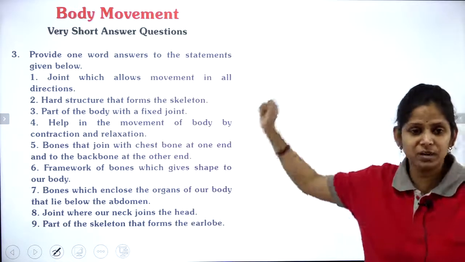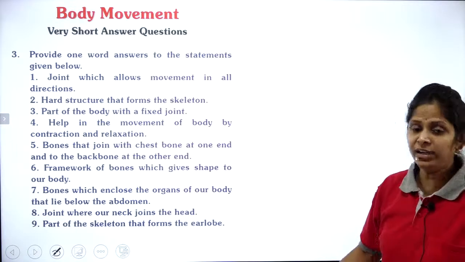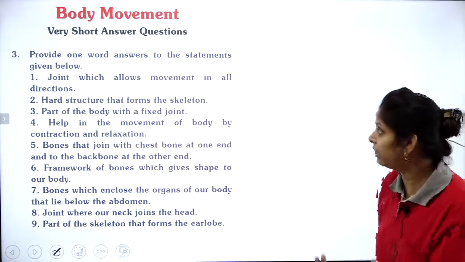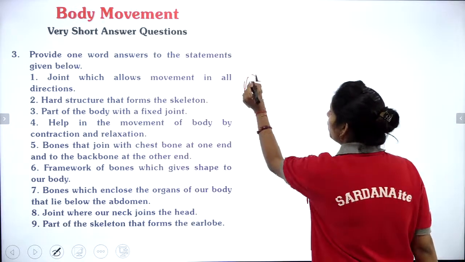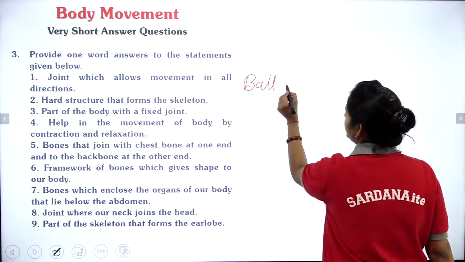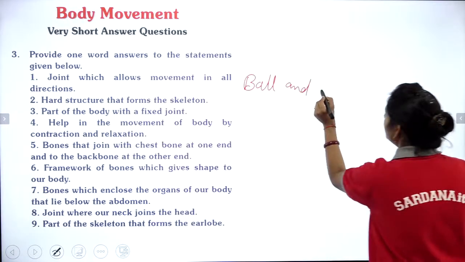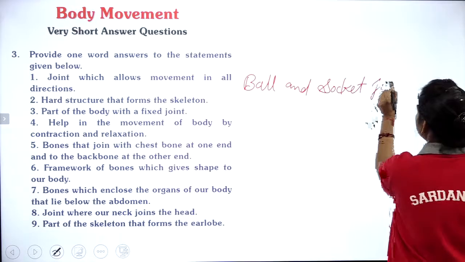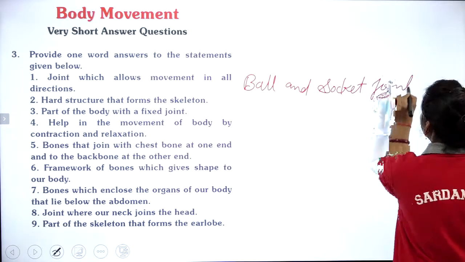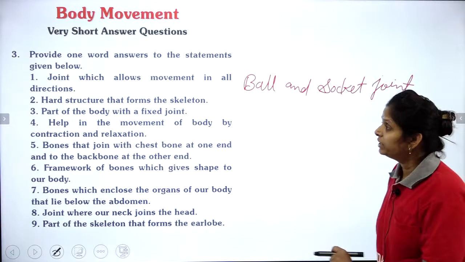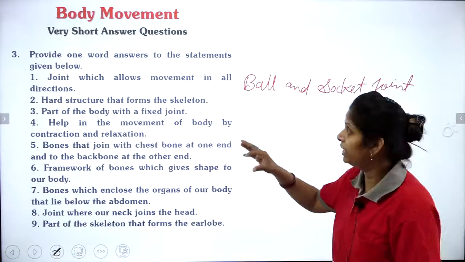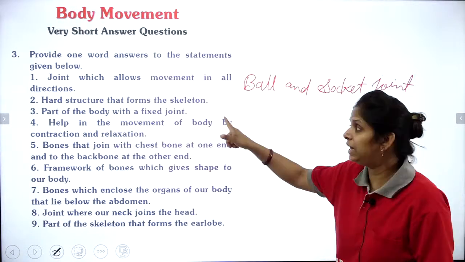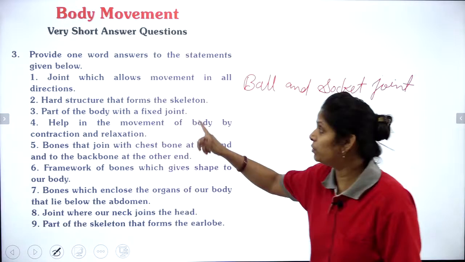All directions means the joint present between hand and shoulder. Which joint is present there? This is called ball and socket joint. Okay. Then after, hard structure that forms the skeleton. For the formation of the skeleton, you have to write down the name of this hard structure.